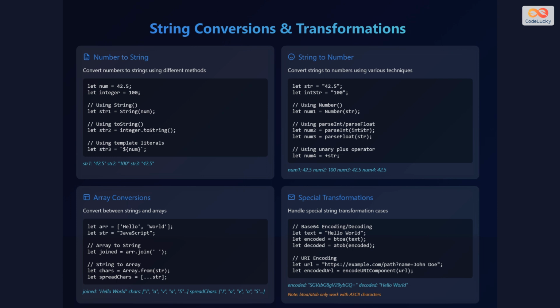Let text = "Hello World". Let encoded = btoa(text), and let decoded = atob(encoded). URI encoding can be done.